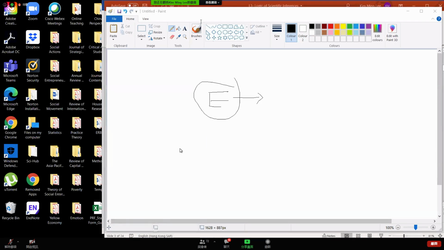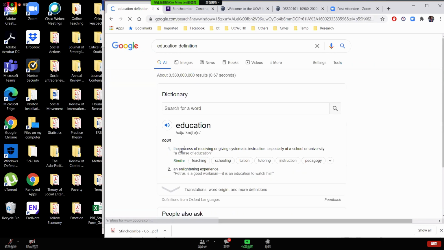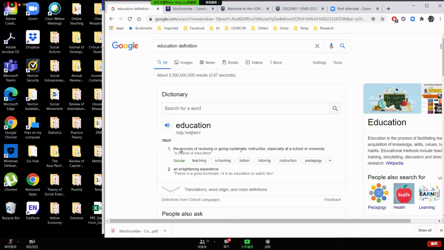For example, you can simply Google it, okay? Once you Google it, you can say something like this, education definition. Education, according to the dictionary, is the process of receiving or giving systematic instruction, especially at a school or university, or an enlightening experience. In this case, these are the conceptual definitions.